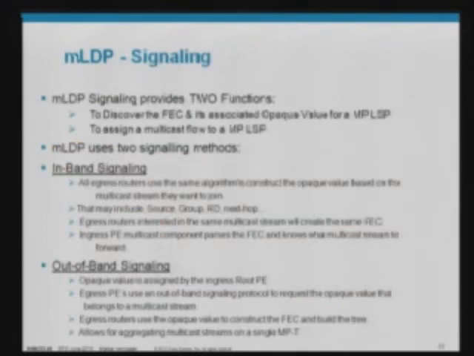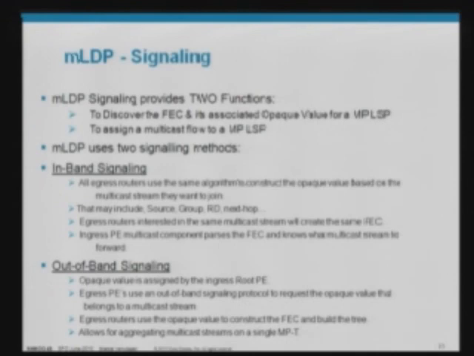And let's spend a minute or so on this. Concept-wise it is a little tricky here. I'll try to do a good job, hopefully, on the mLDP signaling. The signaling provides two functions: to discover the FEC and to assign the multicast flow, okay? To do that, you have two signaling methods: in-band signaling and the overlay, which is called out-of-band.